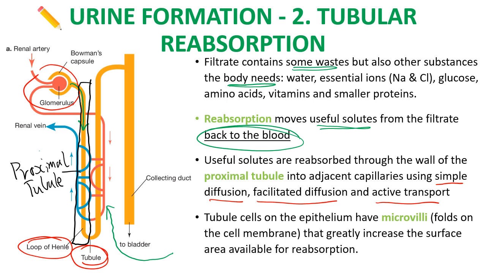Those actual chemicals that are being reabsorbed: we reabsorb some water, we reabsorb essential ions that we need for our cells, we definitely reabsorb glucose because that's full of lots of energy, and amino acids because they're useful to make more proteins, as well as vitamins and some small proteins. So all those useful chemicals get reabsorbed back in.